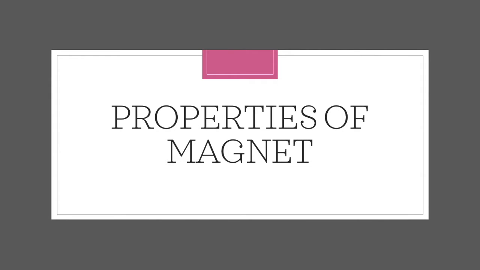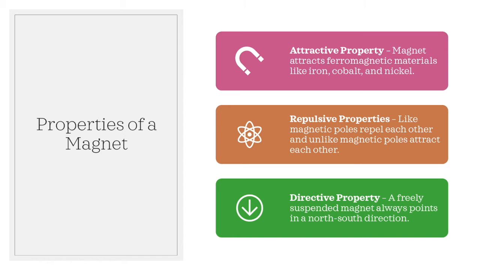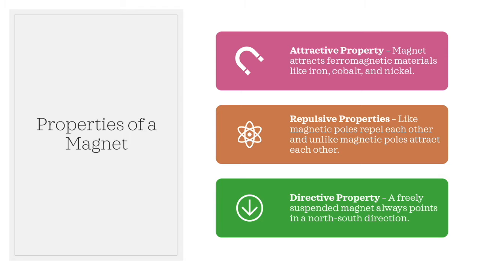Properties of magnet. There are 3 properties of magnet. First is the attractive property. A magnet attracts ferromagnetic materials like iron, cobalt, and nickel. Second is the repulsive property. Like magnetic poles repel each other, and unlike magnetic poles attract each other. And third, directive property. A freely suspended magnet always points in a north and south direction.